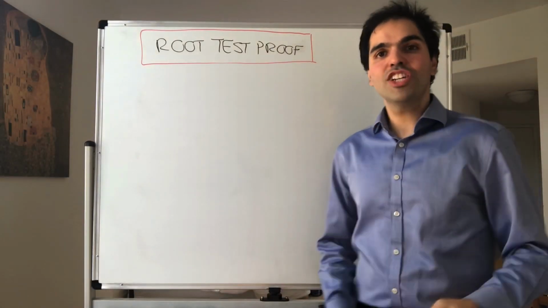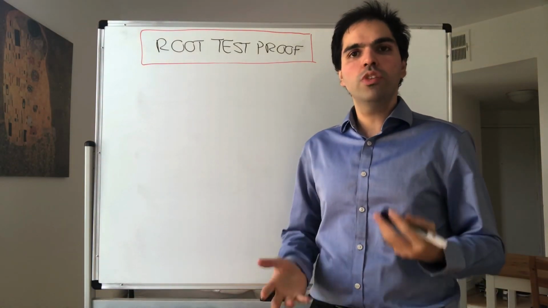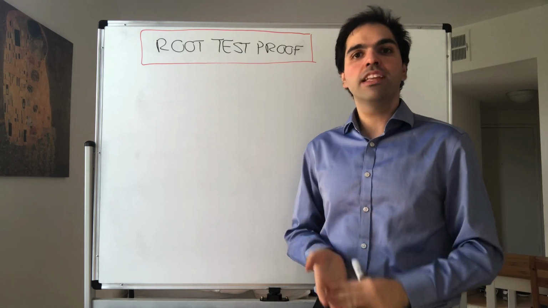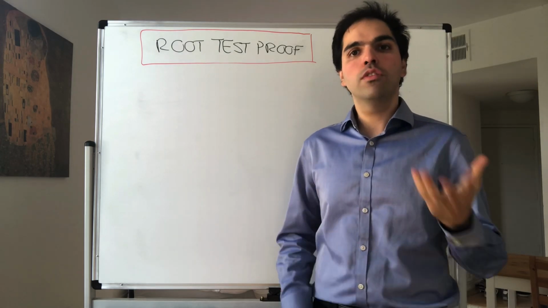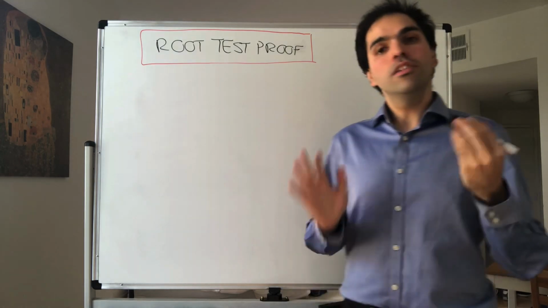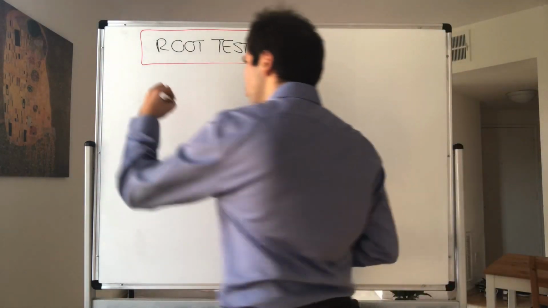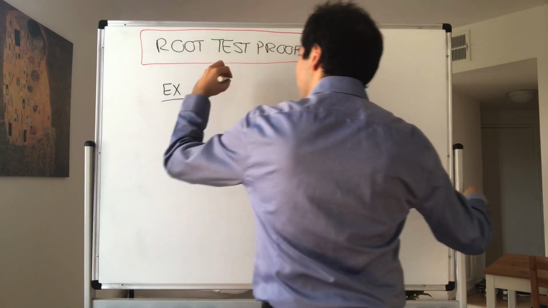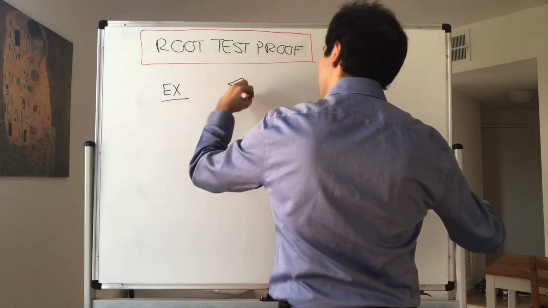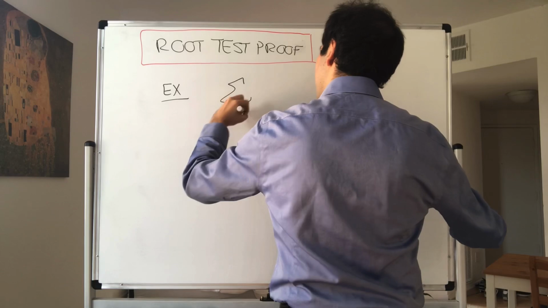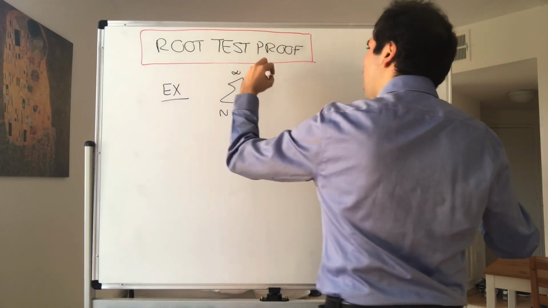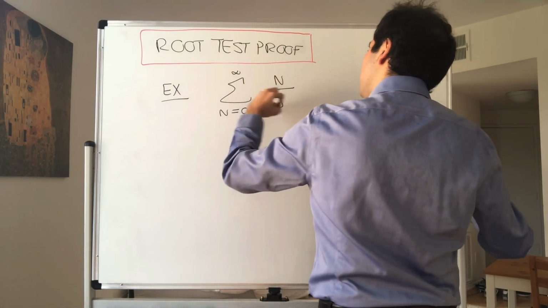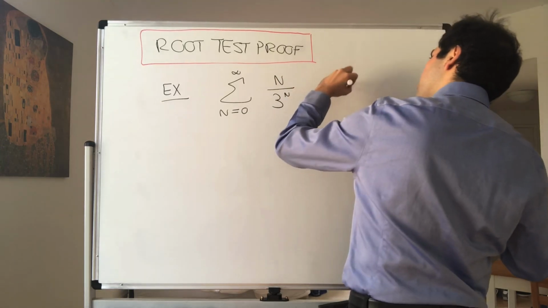Alright, thanks for watching, and today we would like to prove the root test, which in my opinion is the most powerful convergence test for series. So let's start with a little example to remind you how it works. Figure out if the following series converges or diverges: the sum from 0 to infinity of n over 3 to the n. Does this converge?